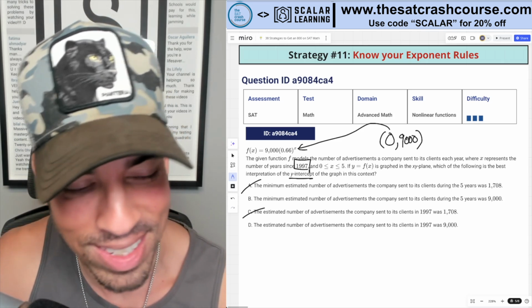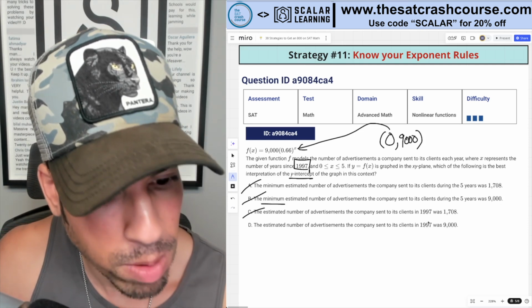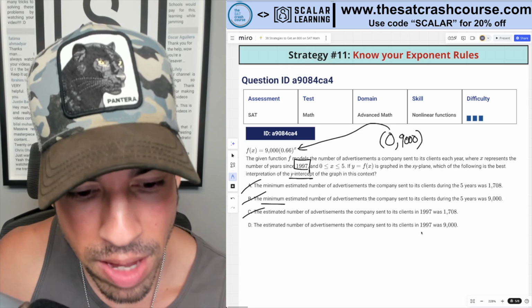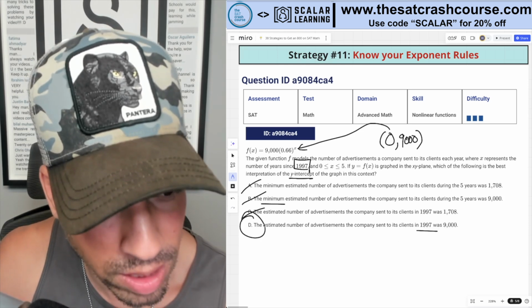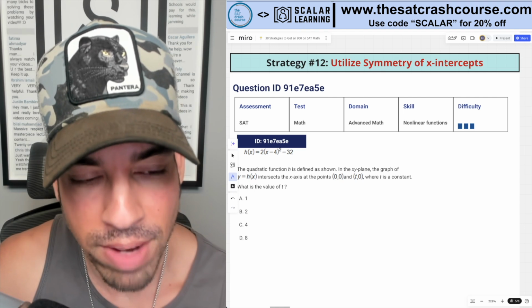Because they're saying years since 1997, this has nothing to do with being a minimum, but it does have something to do with the value in 1997, which means D is the winner. Done. Strategy number 12, utilize symmetry of x-intercepts.